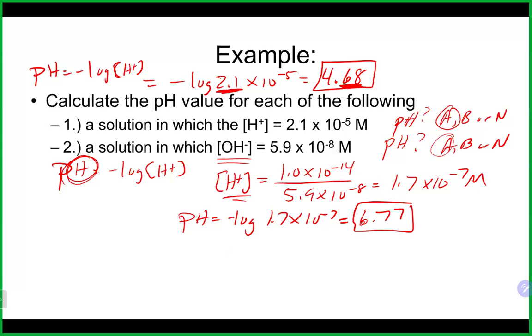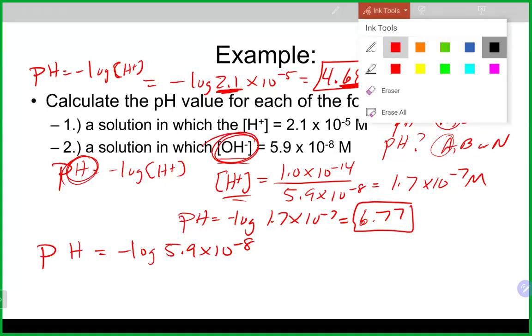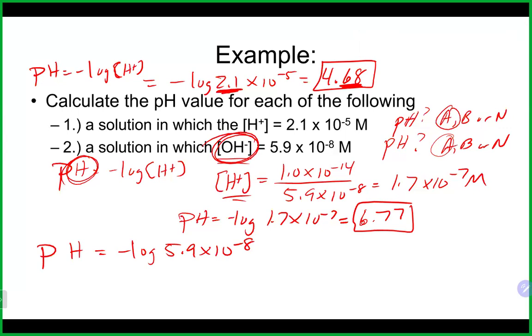Now, if you just rolled right in and did your minus the log of 5.9 times 10 to the minus 8, you obviously did not calculate pH, right? Because that is not the H plus concentration. That is the OH minus concentration. The good news is, you did calculate something. So not pH, but since that's OH, you calculated what is known as the pOH.